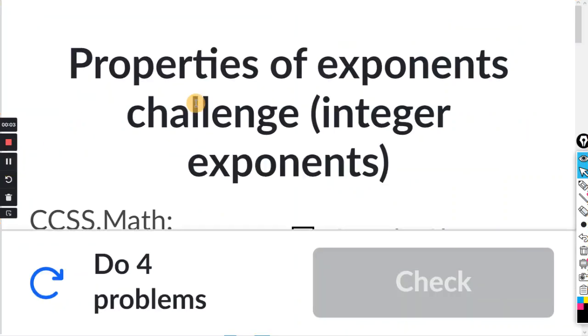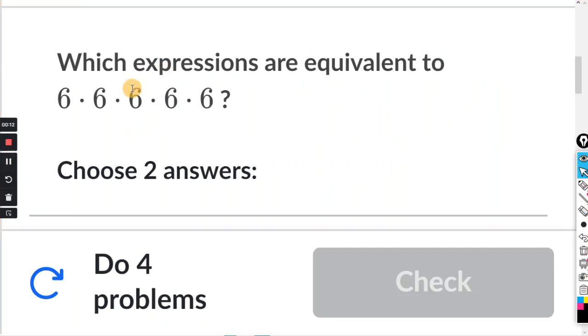This will be for the Khan exercise, Properties of Exponents Challenge, Integer Exponents. All right, they want us to state which expressions are equivalent to 6 multiplied 5 times and choose 2 answers. Before I go to my answers, let's translate this. We have 1, 2, 3, 4, 5 sixes. They're all multiplied. So that's going to be 6 to the power of 5. So this is what we are looking for in the choices. And we have to choose 2 of them.